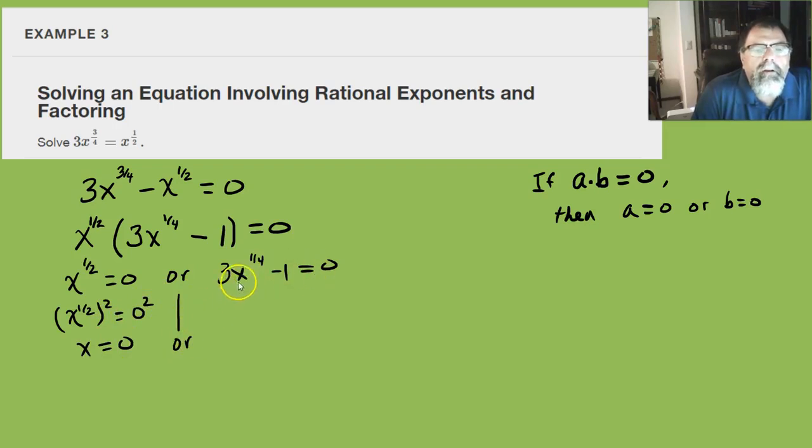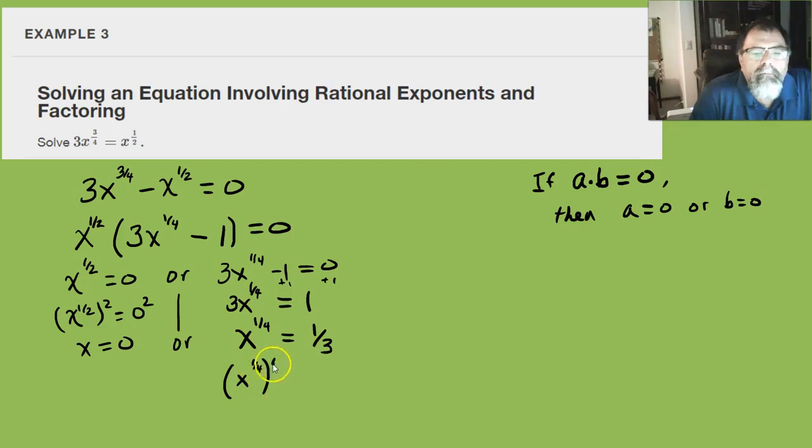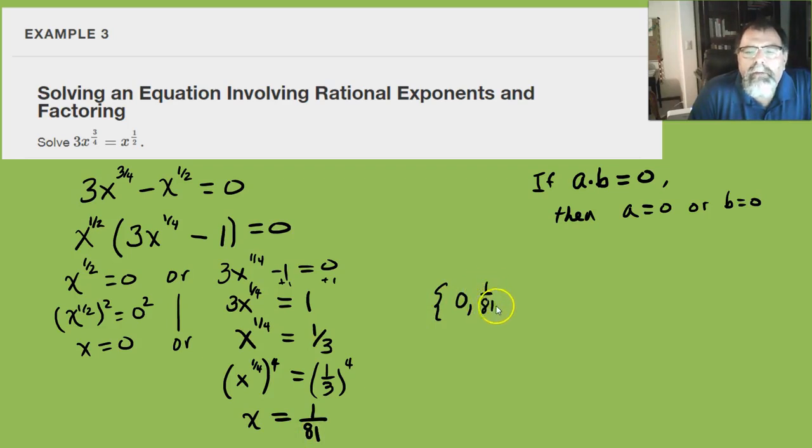Now for this one, you got to get the x to the 4th all by itself. So we're going to add 1 to both sides. Then you're going to divide by 3. And then now we're going to raise both sides to the 4th power. So x equals, and when you raise a fraction to a power, you raise the numerator to that power and the denominator to the same power. So it's 1 to the 4th, which is 1, and 3 to the 4th, which is 81. So our two solutions are 0 and 1 over 81.